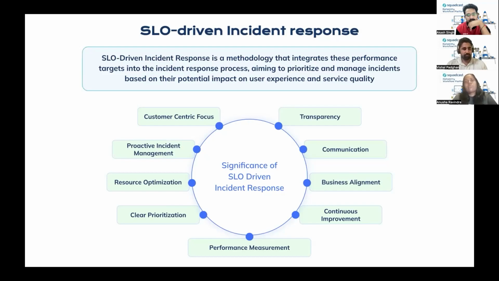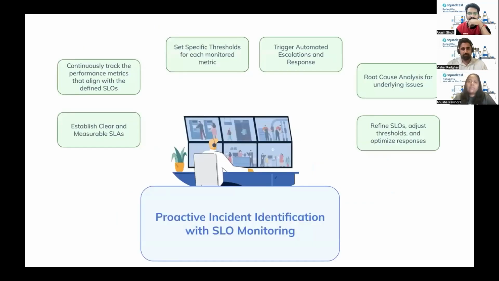Okay, so doesn't all of this bring a question to your minds? Does all of this always have to be reactive? Isn't there a possibility that incident response could be proactive? So the answer obviously is yes. And this is what I will be speaking to you all about now. Let's take a look at how teams can be proactive in predicting the occurrence of an incident by implementing SLO monitoring.